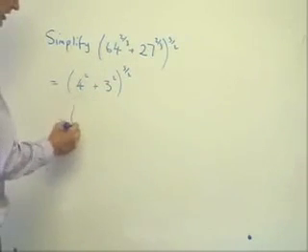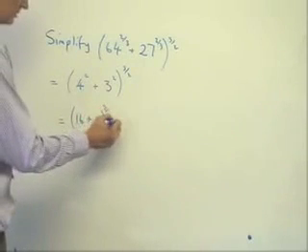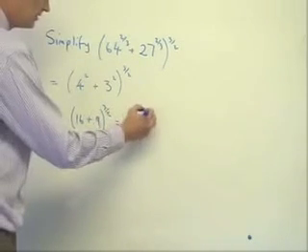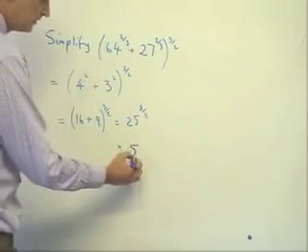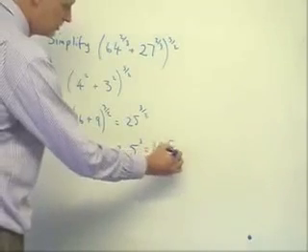4 squared is 16, plus 3 squared is 9. So we're getting close now. 16 and 9 is 25 to the 3 over 2. The 2 means the square root of 25, 5, and the cube stays. 5 cubed is 125.